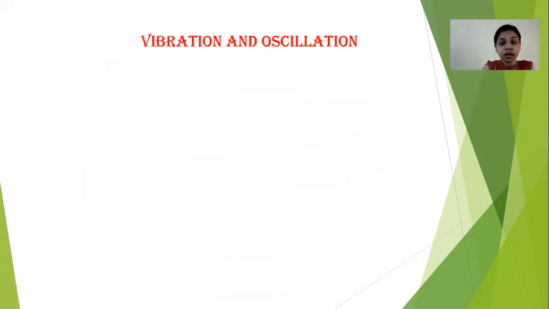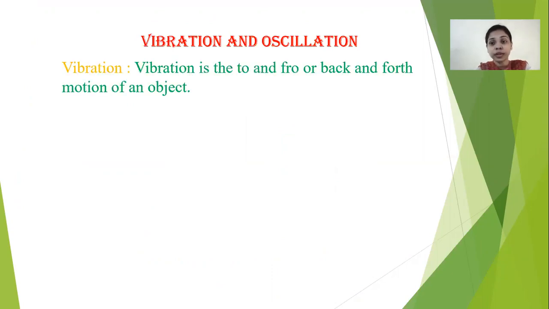As we already learned, vibration is the necessary condition for producing sound. So what is the vibration exactly? Vibration is nothing but the to and fro or back and forth motion of an object. We know the example of the pendulum. The pendulum is continuously moving. It performs a to and fro motion, a back and forth motion. So the motion of a pendulum is known as the vibration.